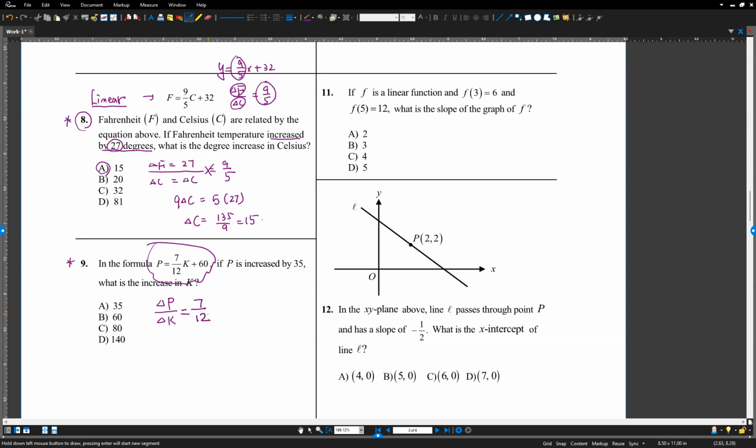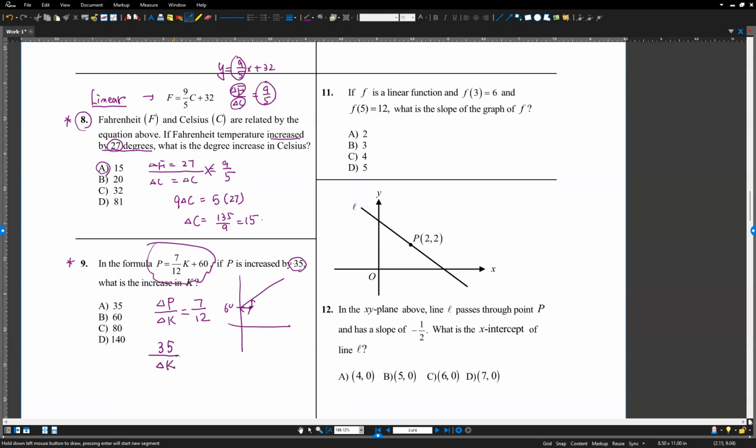That's the slope. 60 doesn't affect the slope. 60 is my initial value. 60 is over here. The slope is what? 1 unit up here, right? That's the slope. Okay, P increased by, that is change in P, right? Increase of plus 35, so P increased by 35.